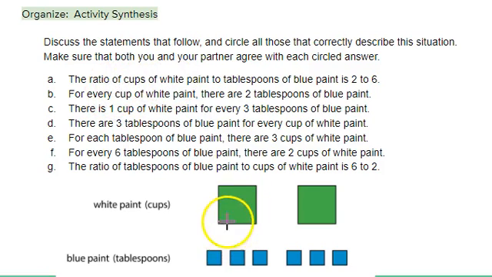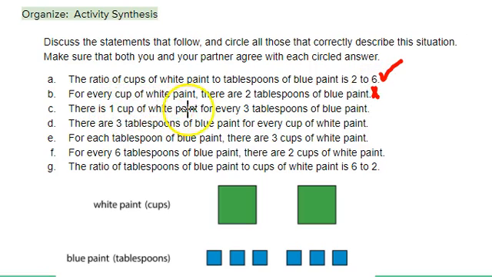So again, 2 cups of white for 6 total blue paint. Can we say that there is a ratio of cups of white paint to tablespoons of blue paint, 2 to 6? Yeah, I think we can. That's pretty easy because we have 2 cups of white, 6 of the blue. Every cup of white, there are 2 tablespoons of blue paint. That doesn't quite match, does it?